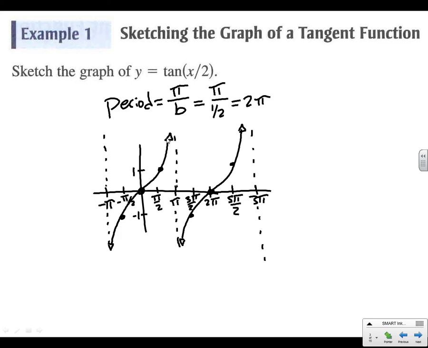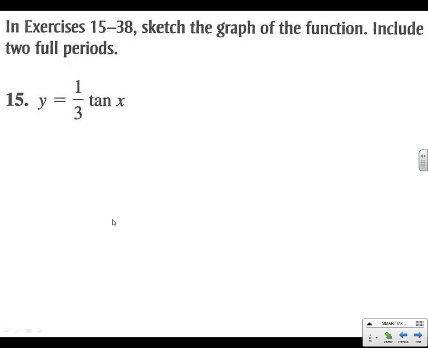All right, so use the parent function. See if you can graph 1/3 of tan x, 2 full periods.